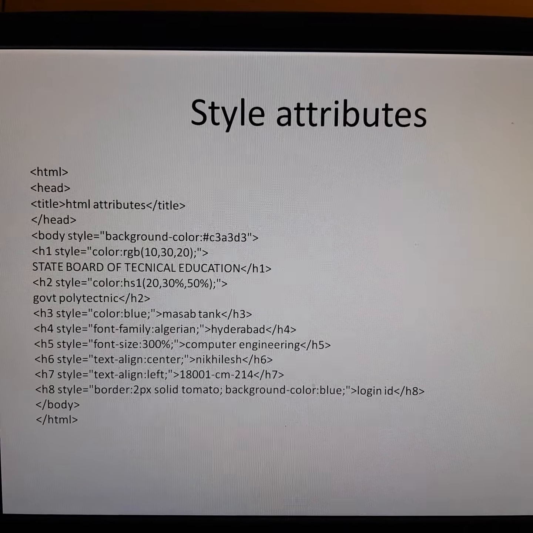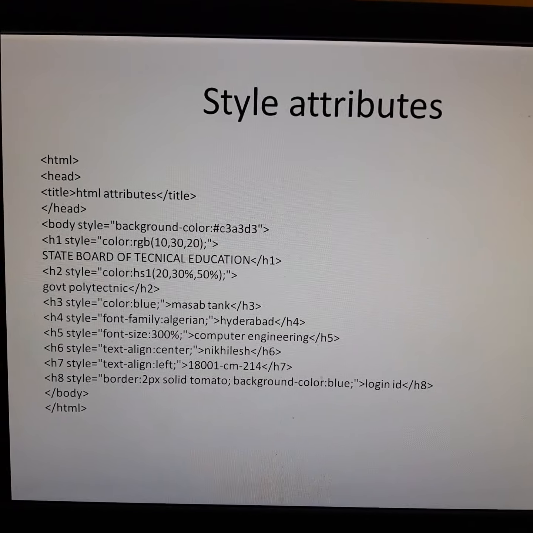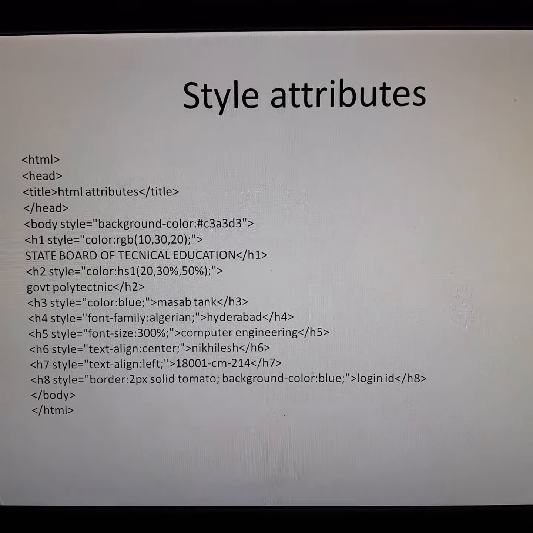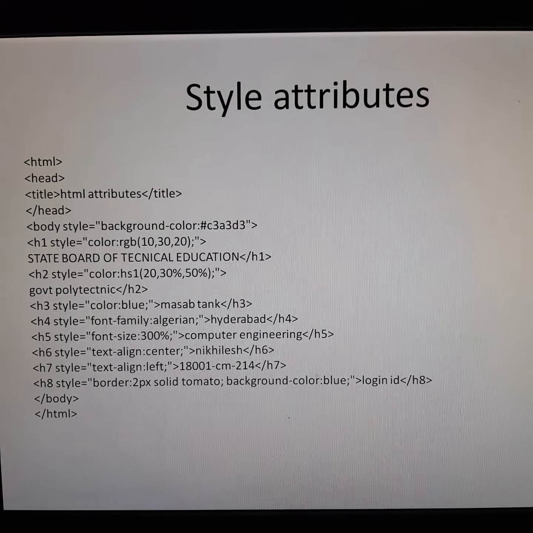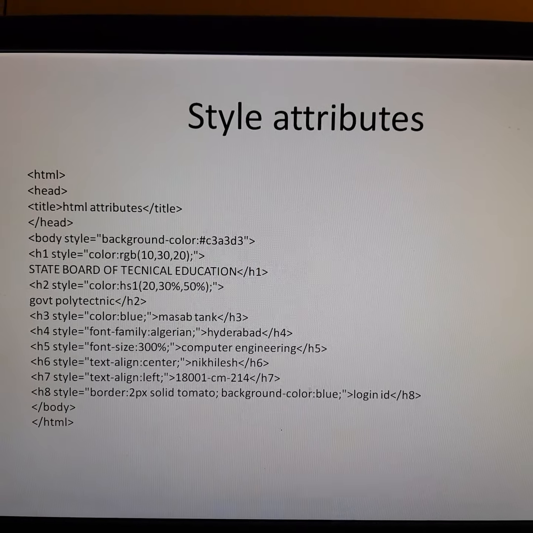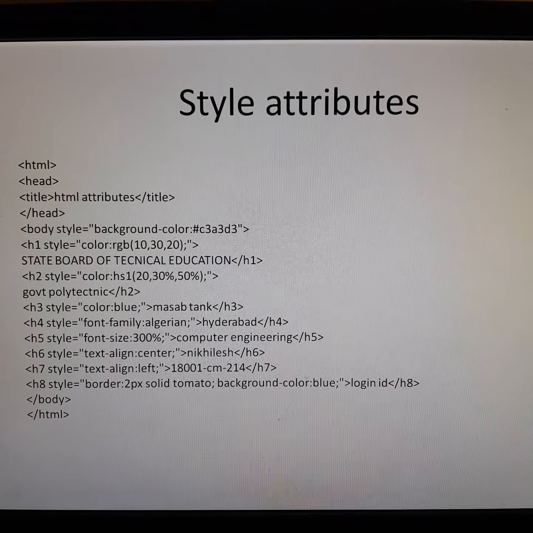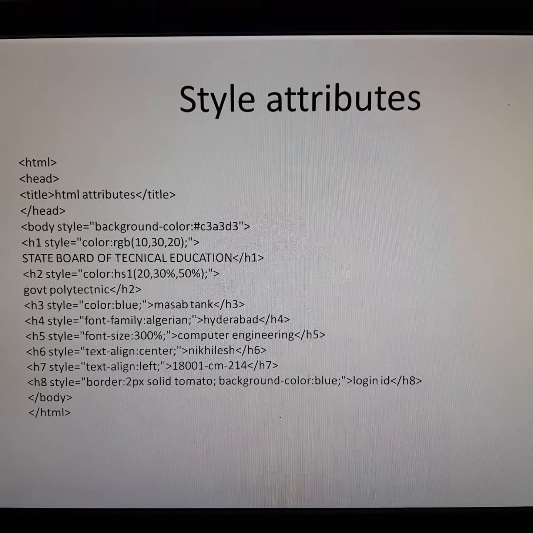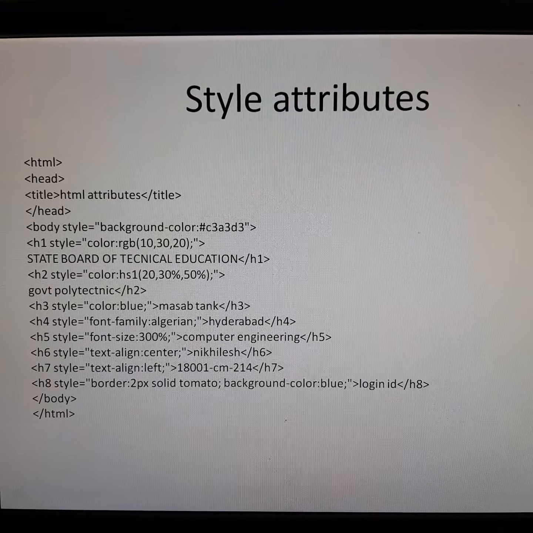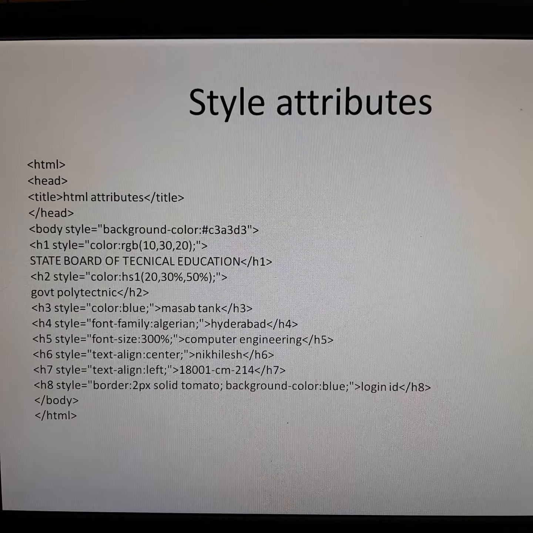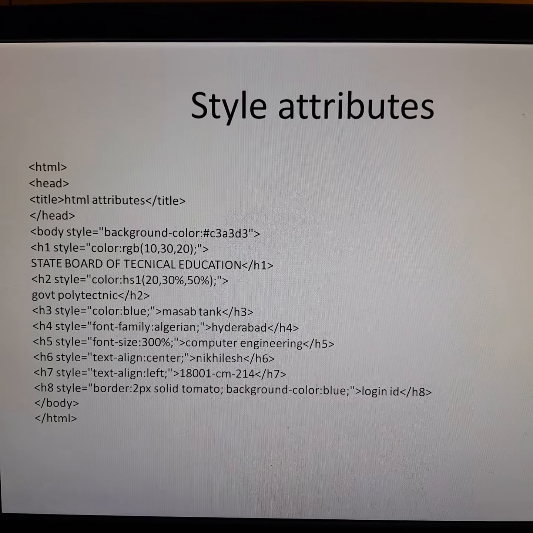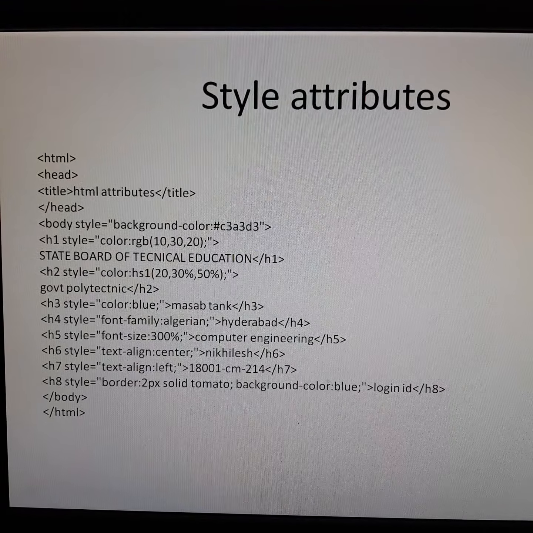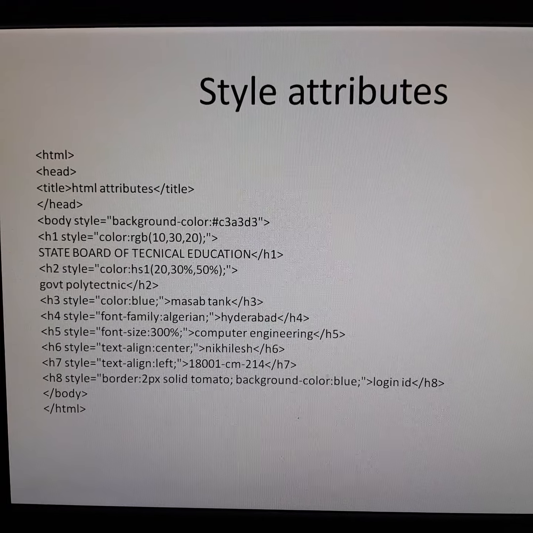Next, one more style attribute. If you see here in body, we have given a style attribute where we have given a background color for our page with a hexadecimal code. Then for heading tag style, we have given RGB, means red, green, blue, 3 different properties. There I am printing some text, then closing h1 tag.